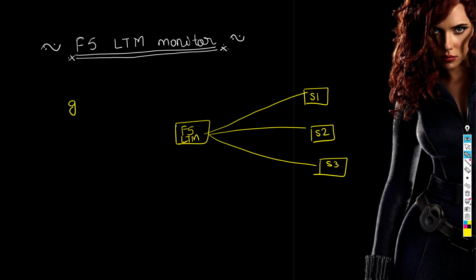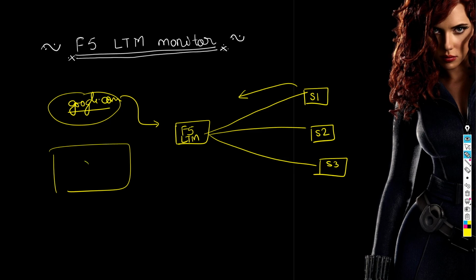It means that let's suppose you are accessing google.com. That request will land on the F5, and the F5 will send it to the server, and the server will send the response, which results in opening the page, google.com. That's what happens. But how will the F5 come to know that all the servers are up and running and ready to send the page which is loading, which we call the content of that page?